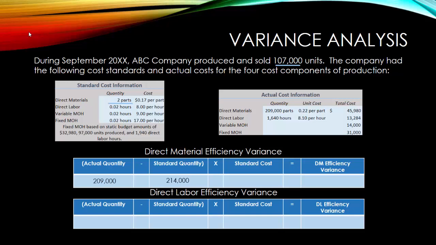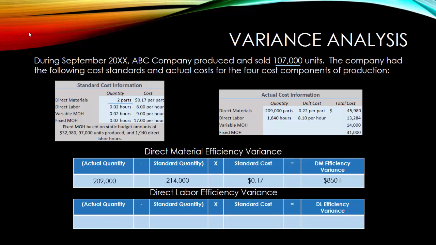Well, if we multiply this by the budgeted cost of direct materials that we had, which was 17 cents, we're going to come up with $850. And that is favorable. Why? Because we used less material. Our actual quantity was 209,000 versus the 214,000 we budgeted for. So we can explain $850 of difference in our income to the fact that we didn't have to use as much material as we thought we were going to have to at the beginning of the period.